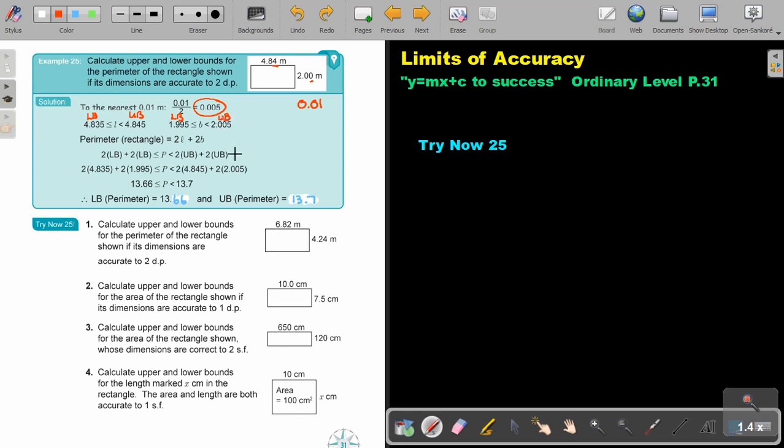Okay, and then I'm going to start. So the perimeter is 2 length plus 2 breadth. Now, it's just addition. So to get the smallest possible, it's lower plus lower, but just 2 times each. And to get the biggest, it's upper plus upper, and 2 times each, because there's 2 sides that are exactly the same. And then I just press it in, and this will be my lower bound, and this will be my upper bound.